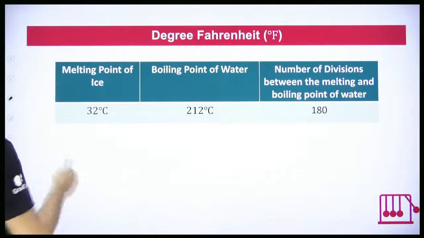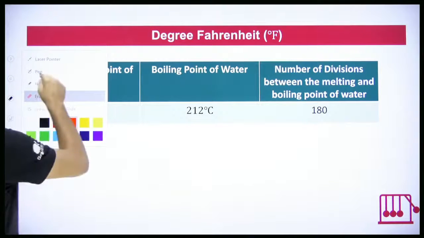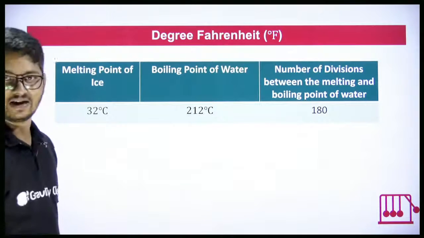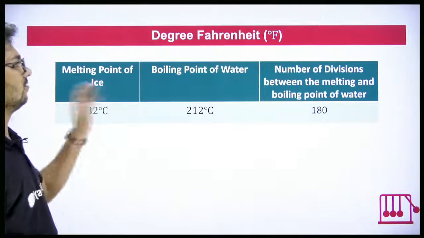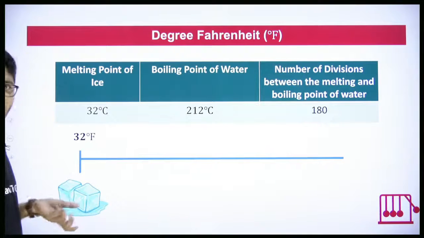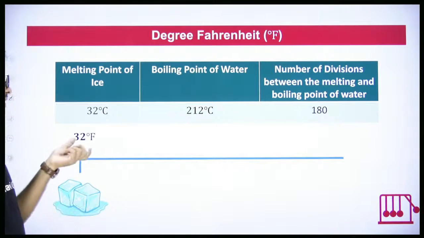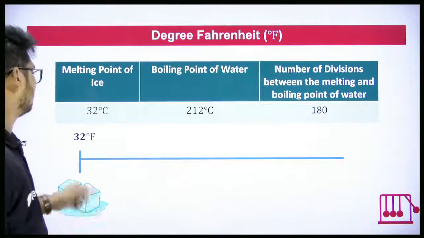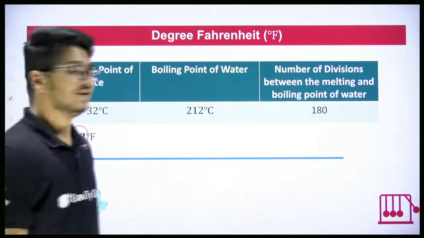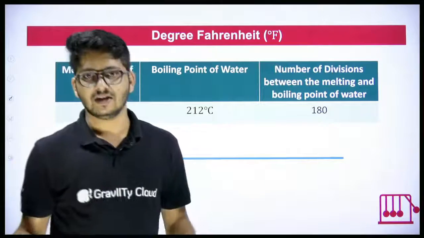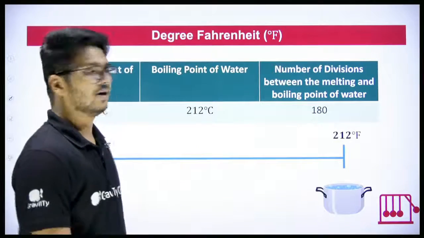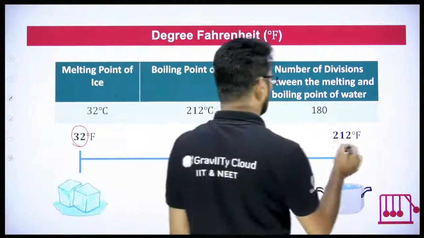Then you have Fahrenheit also. Fahrenheit is also the name of a scientist, but we call it degree Fahrenheit. So according to Fahrenheit, what did he do? He took the temperature of the melting point of ice as 32 degrees Fahrenheit. He took the number as 32. I told you, right? It's up to us. So it was up to Fahrenheit. He took it as 32, and the boiling point they took as 212.